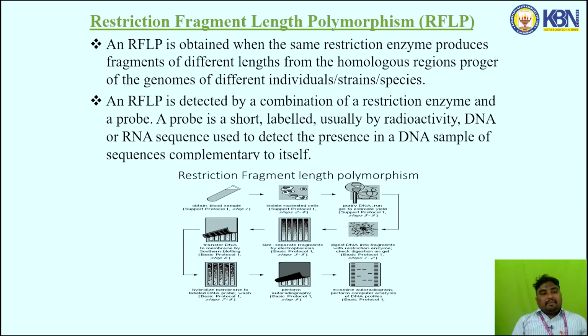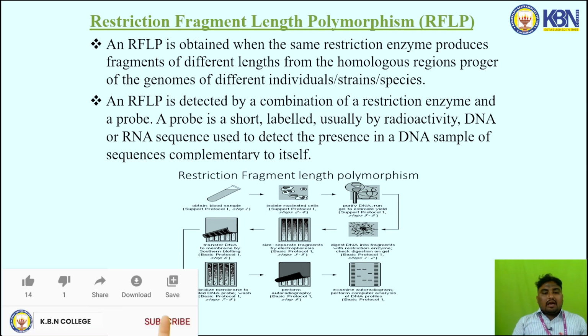RFLP, restriction fragment length polymorphism. An RFLP is obtained when the same restriction enzyme produces fragments of different lengths from the homologous region of the genome of different individuals, strains or species. An RFLP is detected by the combination of the restriction enzyme and the probe. A probe is a short DNA or RNA sequence, usually labeled by radioactivity, used to detect the presence in a DNA sample of the sequence complementary to itself.